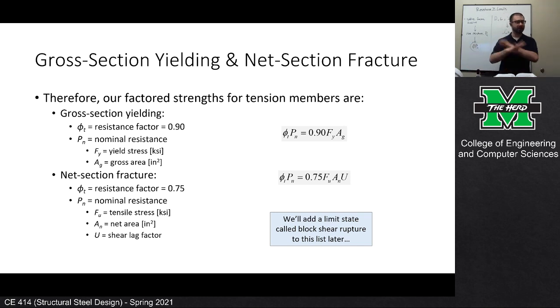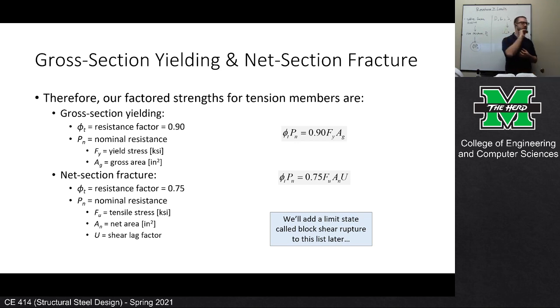So I know there's a lot of terms and a lot of values. We're actually going to use a lot of this stuff on Wednesday, but I just want to introduce the big picture ideas today. So let's digest this a little bit. First off, let's talk about the safety factors or the resistance factors. So the resistance factor for yielding is 0.9 and the resistance factor for fracture is 0.75.